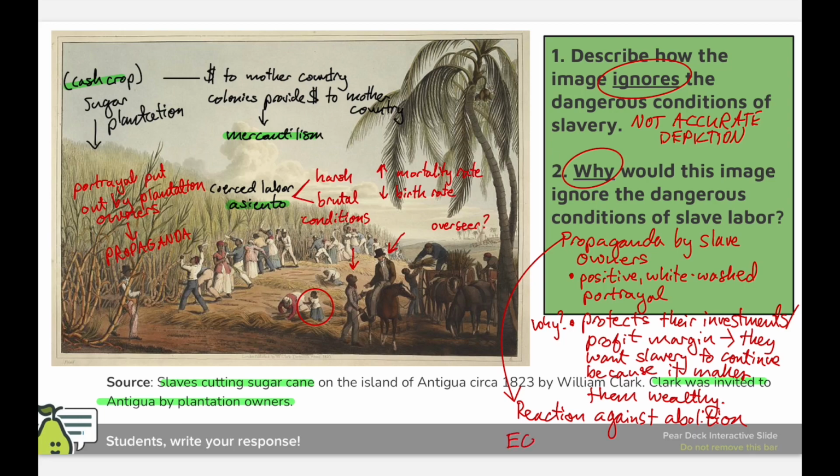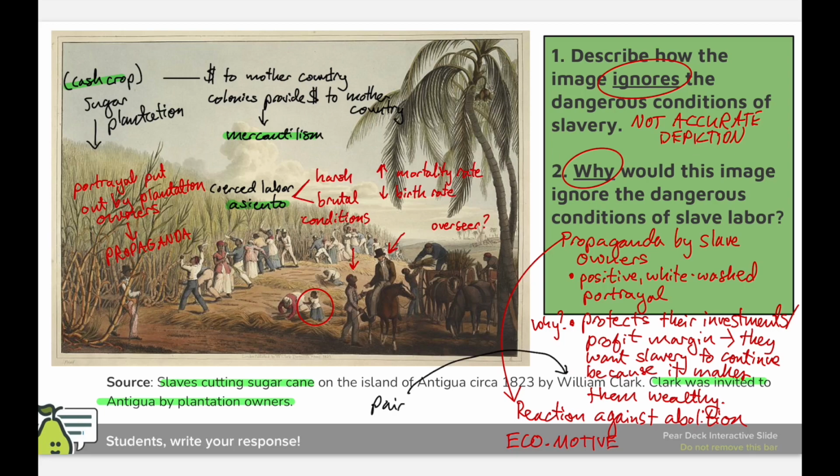So they're trying to get ahead of it and say, let's get some propaganda out. Let's pay this guy, invite him to our sugar plantation, and then have him paint what's going on in a positive light. And now, since William Clark is getting paid by these plantation owners, he's going to do what they want. They commission him for a piece of art, and he's going to meet their standards for that. So you can say that there's bias inherent in that.